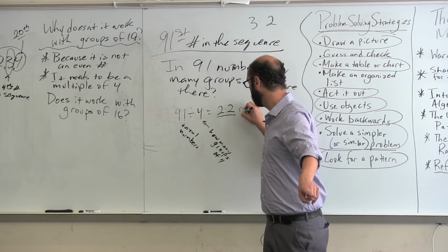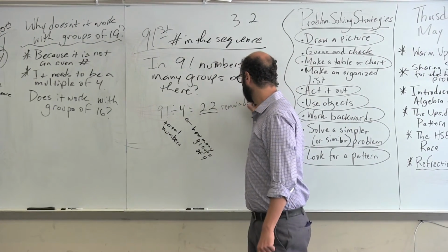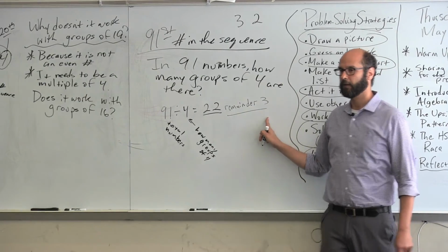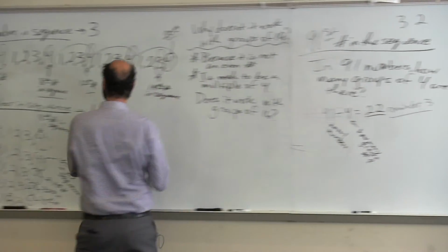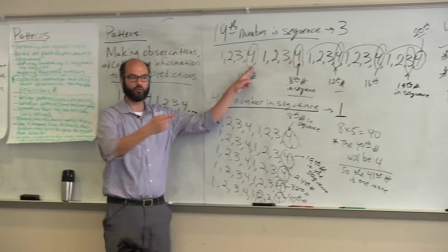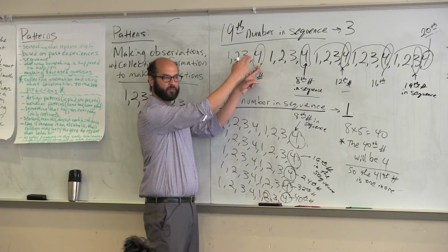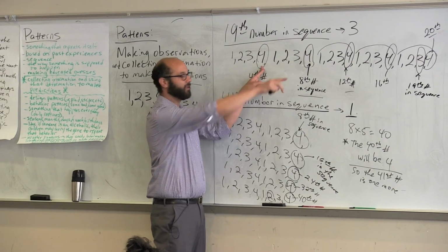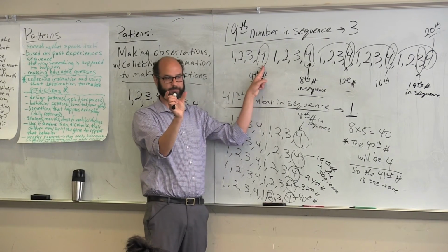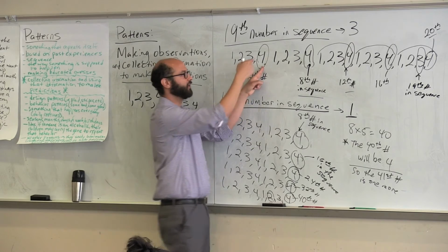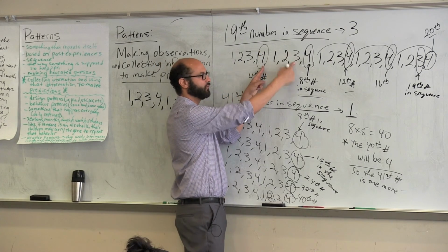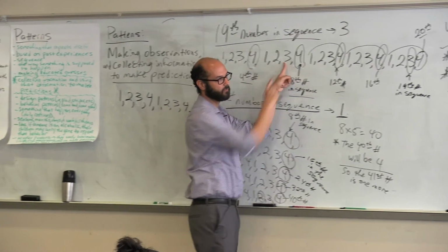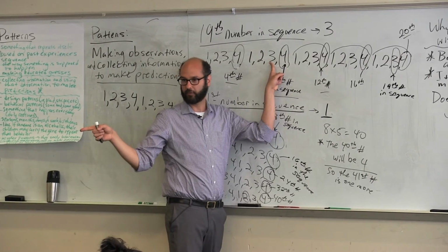And that remainder is what's important. So 22 remainder 3 means it's going to end on a 4, because there are 22 groups of those 4. But then you've got to add 3 more, so there are no more whole groups. You just have to say 1, 2, 3, right? And so 3 is how you get 3.